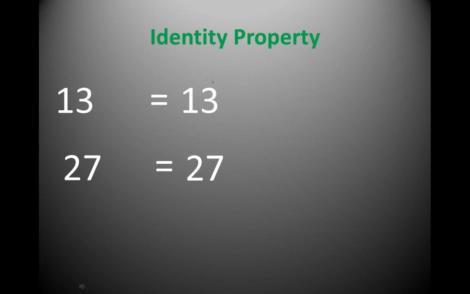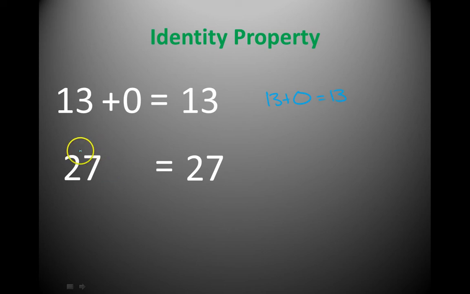Great. So now what the identity property tells me is if I add 0 to 13, it still equals 13. So 13 plus 0 is equal to 13. That's the identity property. That's as hard as it gets.